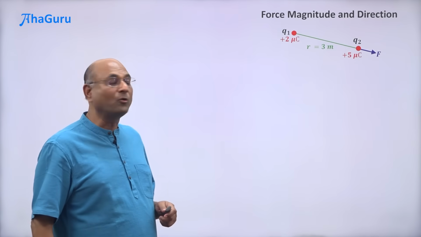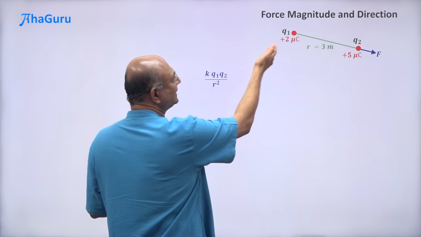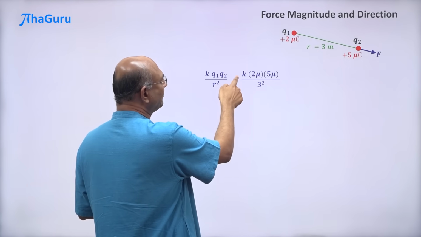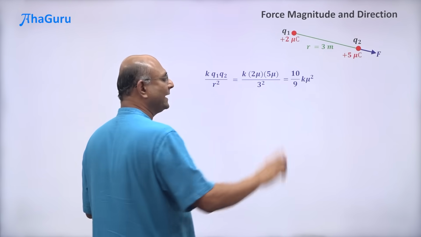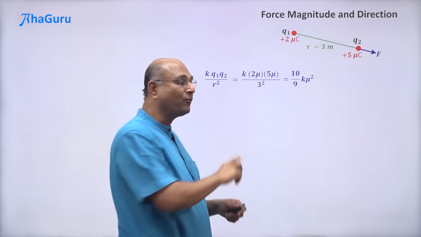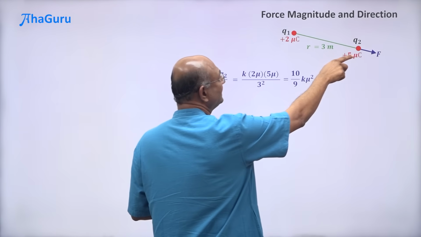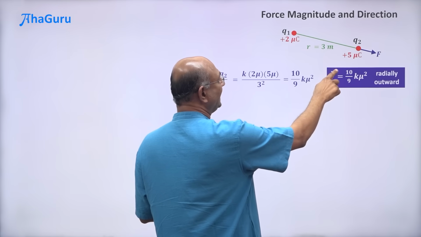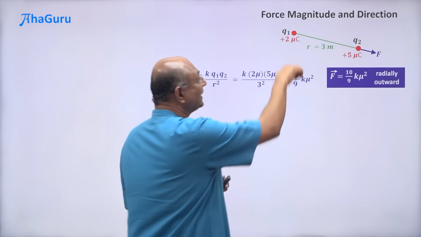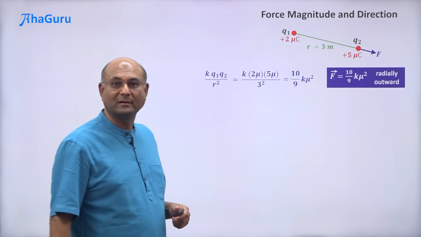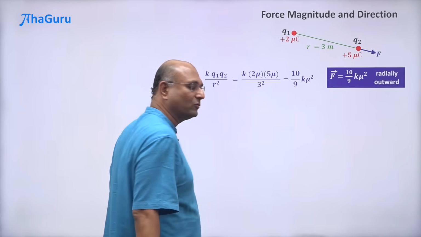How much will be the force? Well, if I try to calculate k q1 q2 by r squared, I don't have to put the absolute value sign because both are positive anyway. So if I calculate, I'm going to get k into 2 micro into 5 micro by 3 squared, which is going to give me 10 by 9 k micro squared. Now is that the force magnitude? Yes, it is. So the force vector is 10 by 9 k micro squared, radially outward. So this gives us the magnitude and we know the direction is radially outward.